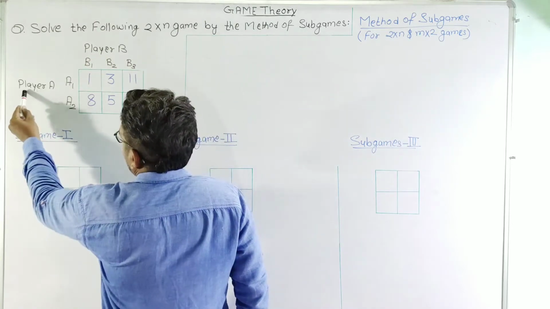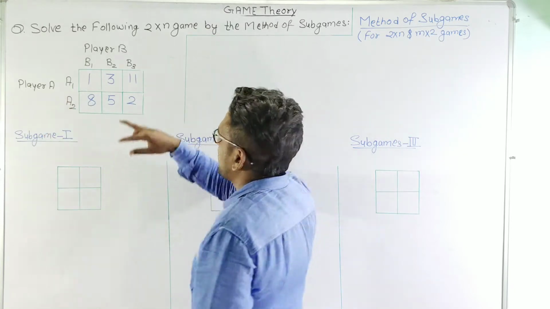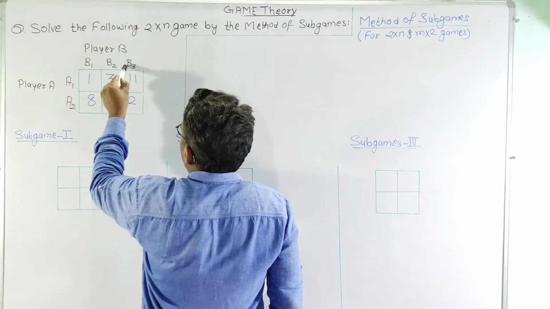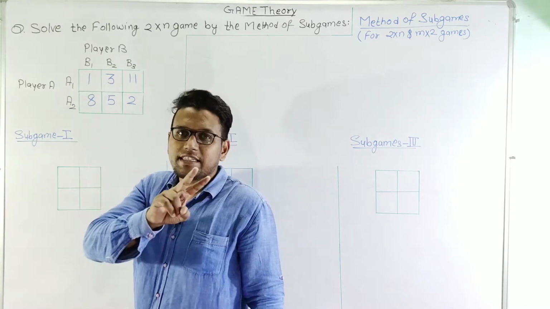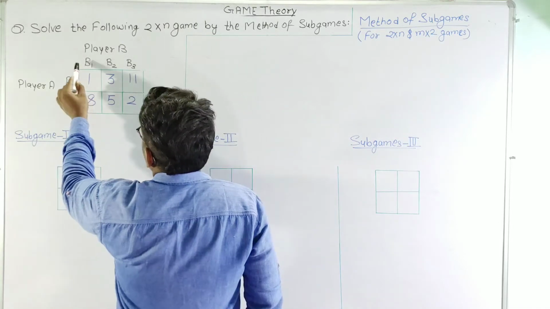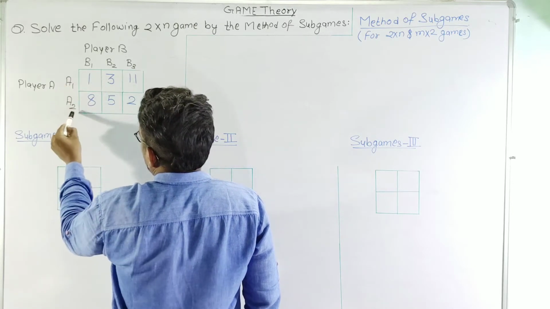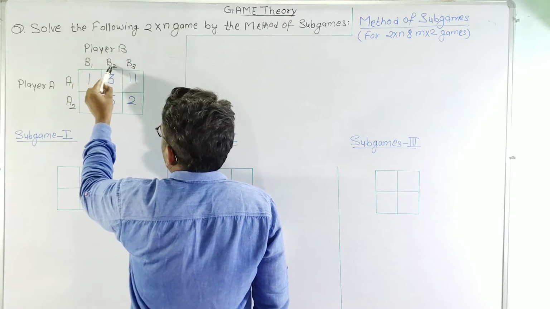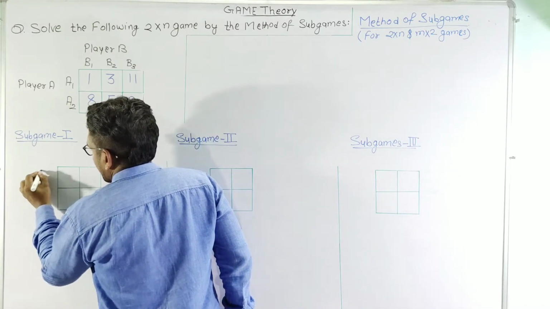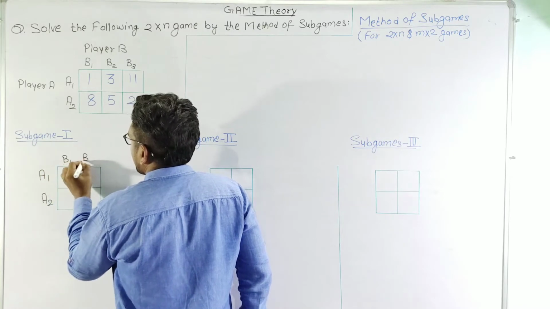So let us see here. Player A has only 2 strategies, A1 and A2. So we have 2 rows. Now player B has 3 strategies, B1, B2 and B3. So we will select 2 strategies at a time so that we are able to have a 2 cross 2 matrix. The first subgame will have player A playing A1, A2 and player B playing B1 and B2.